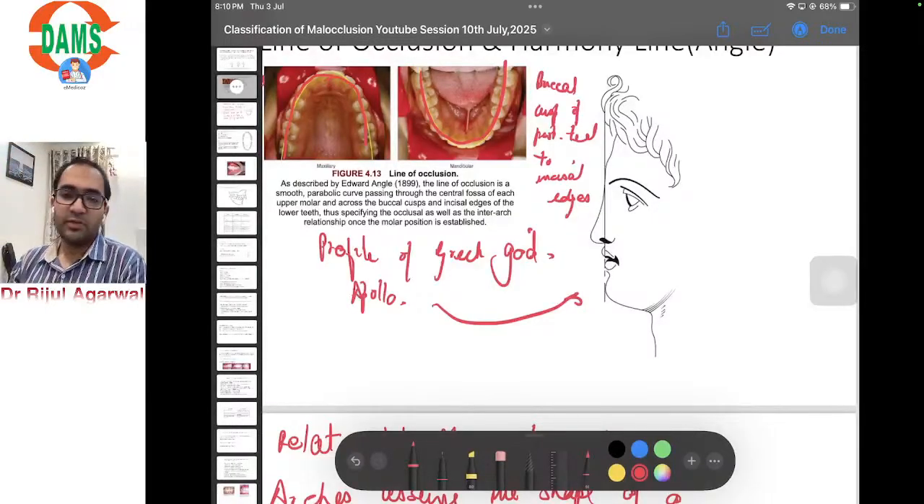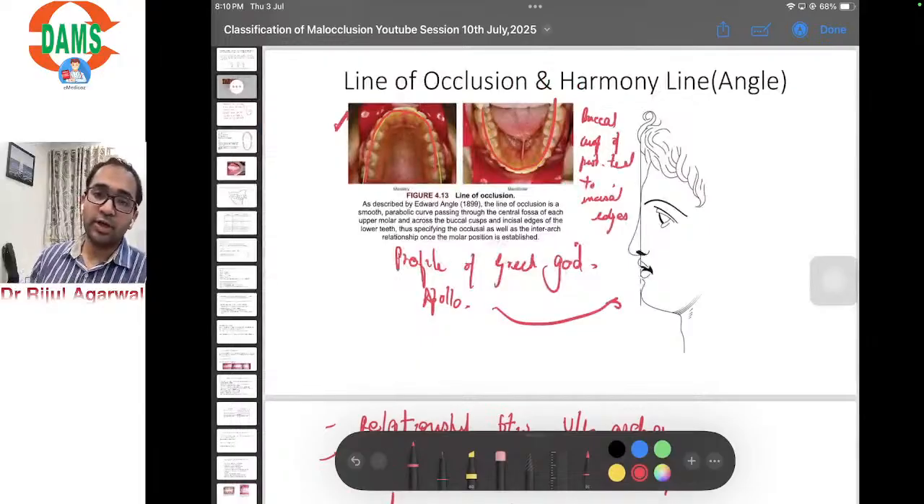Okay, so that's why these two things, line of occlusion and harmony line, played the most important role in describing his system of malocclusion and his treatment. Remember, from the evolution of orthodontic appliances, he was a strong advocate of non-extraction therapy. The reason is that his concepts were based on these two: line of occlusion and harmony line.